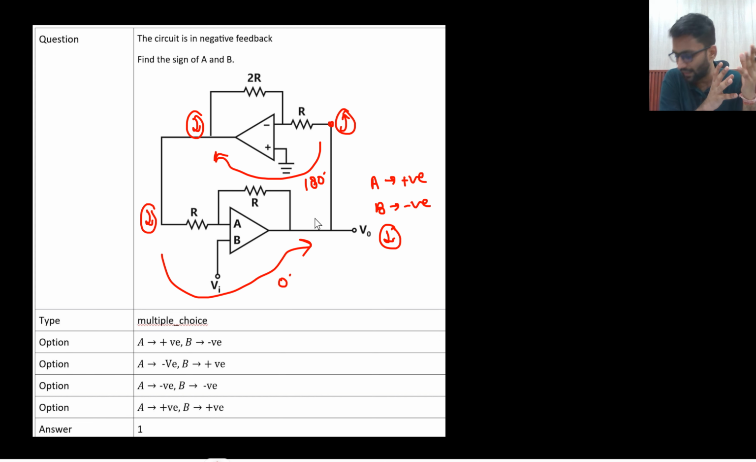Negative feedback doesn't mean that A is positive and B is negative. It doesn't mean like that. Just if this is going down, then the other nodes should go down only. So A has to be positive and B has to be negative, right? Why is that so? Because you are already getting a 180 degree phase shift from here. You need 0 degree phase shift from here. So this is the answer.